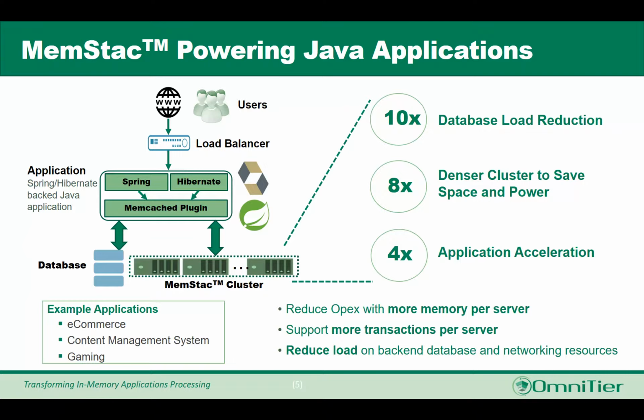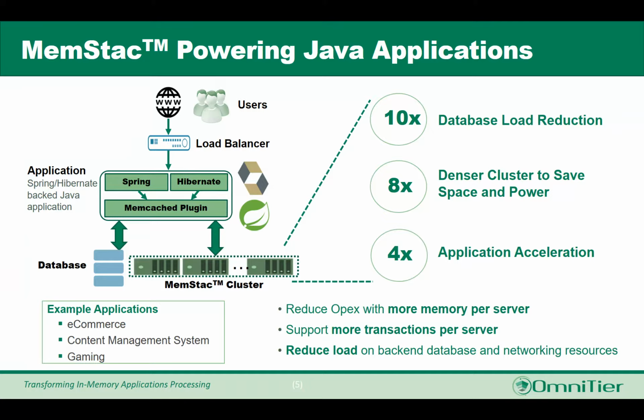Hibernate Level 2 caching can connect to MemStac through a plugin called Hibernate L2 Memcached, while Spring Caching can connect to MemStac through a plugin called Simple Spring Memcached. The level of configuration and code changes required to set up MemStac as the backend cache for either framework will vary depending on the current state of your application.